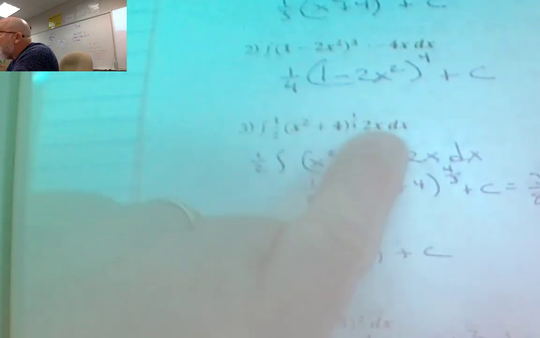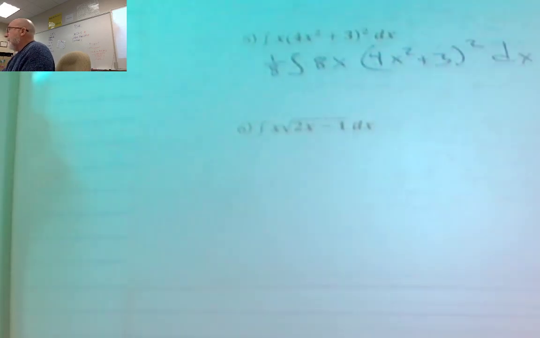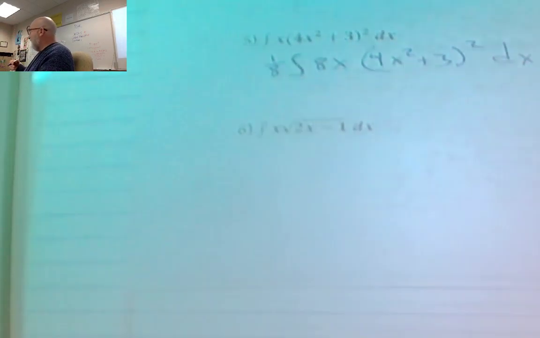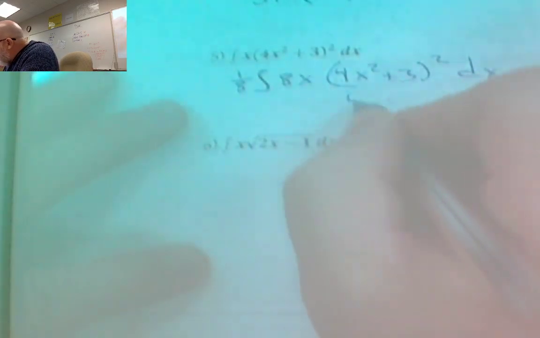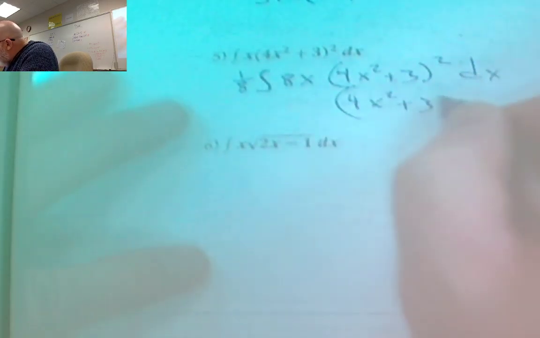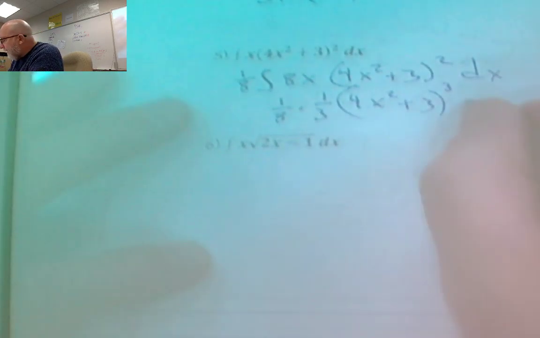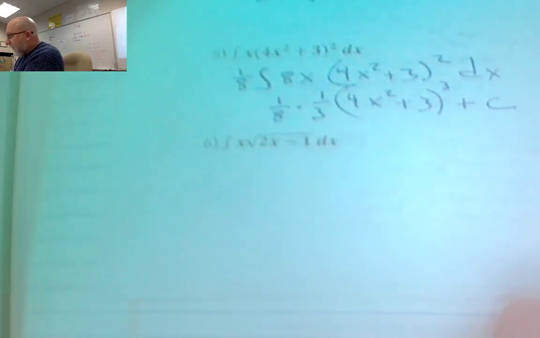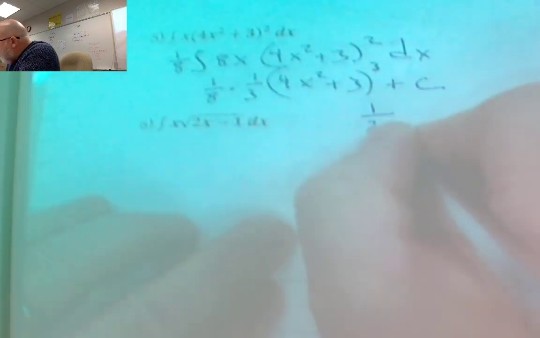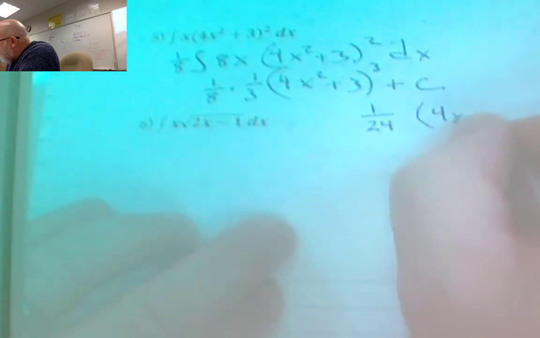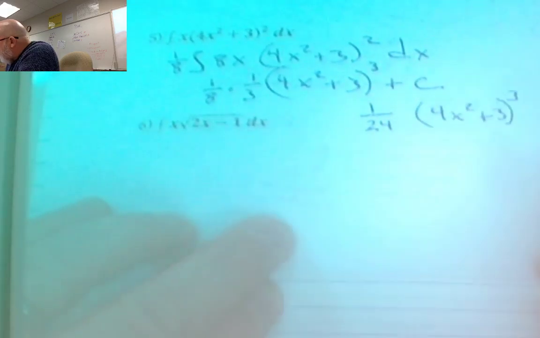So it's kind of like this one, right? But I had the derivative there, right? But here I don't, so I do algebraic manipulation. I multiply and multiply by its reciprocal. So I'm going to get 4x squared plus 3. I'm going to raise it to the third power. I'm going to write the 1/3 here. And now I'm going to include the 1/8 plus c. So my final answer is going to be 1/24, 4x squared plus 3 raised to the third plus c.